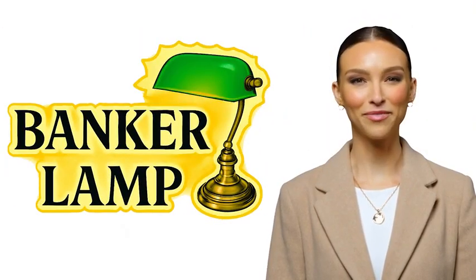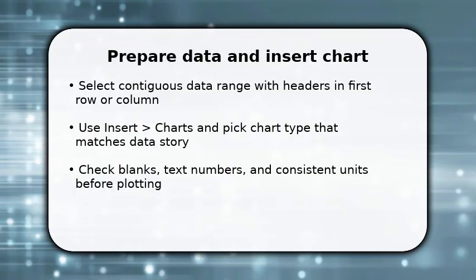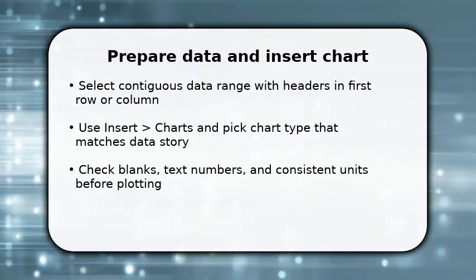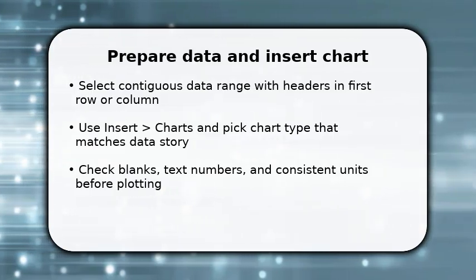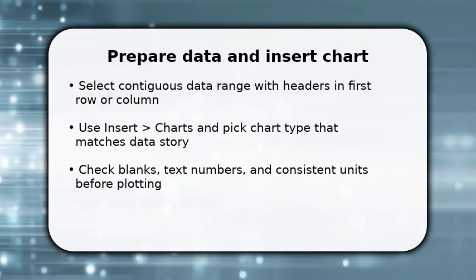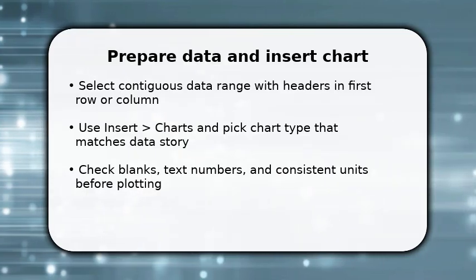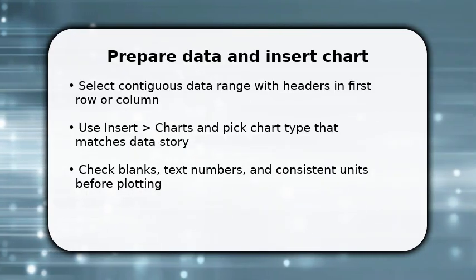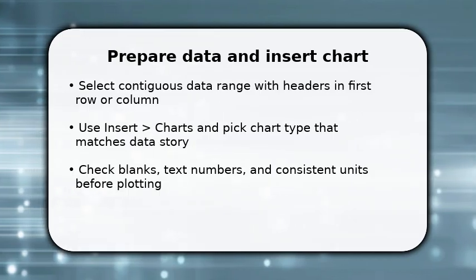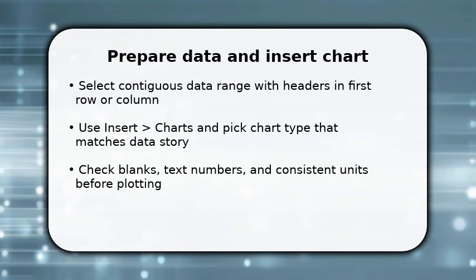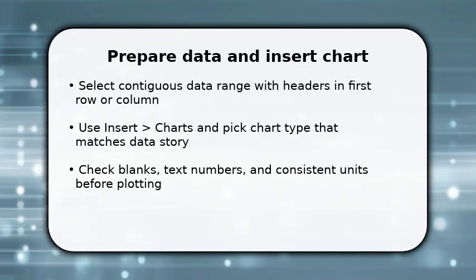Please enjoy the video. You start by confirming your data is tidy. Headers in the first row, consistent units, and no stray text cells. Once done, select the exact range and go to Insert and choose a chart type. This initial choice frames interpretation, so match line for trends and bar for comparisons. Make sure to include axis labels now so formatting steps later are faster.